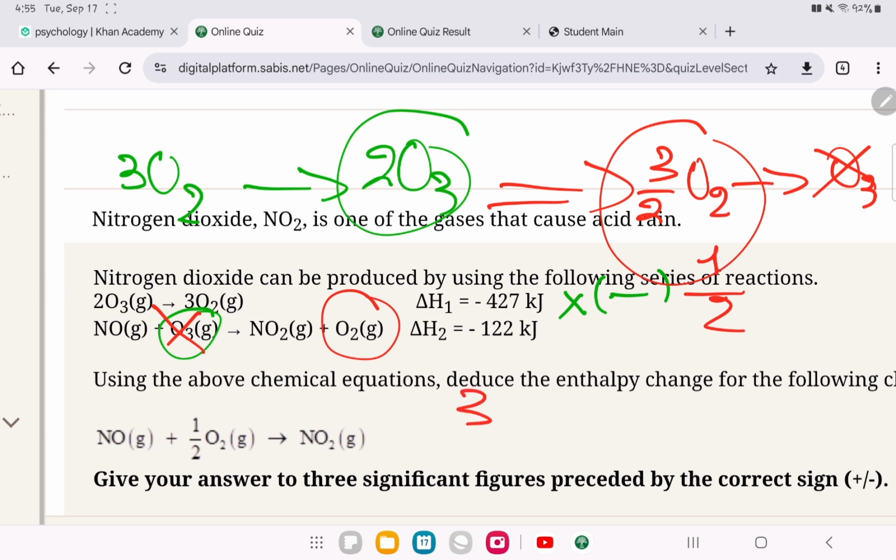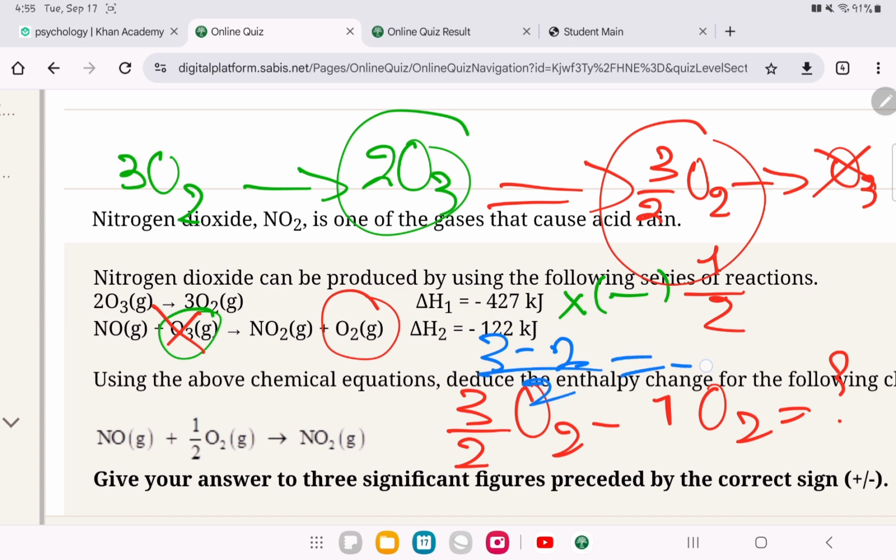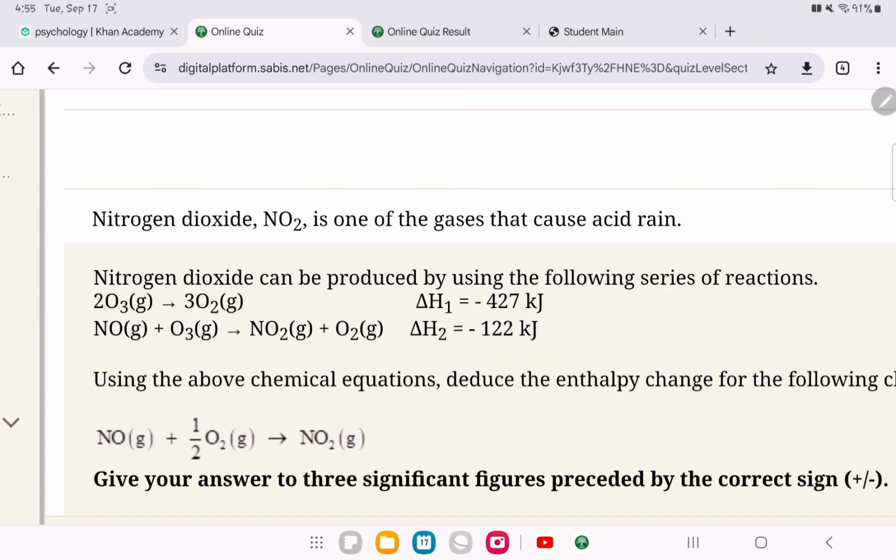So what do we do? We simply subtract 3/2 O2 minus 1 O2 gives us how much? Then by doing simple math, you're gonna get (3 minus 2)/2. Then you are gonna get 1/2 O2. So I'm gonna repeat this one more time.